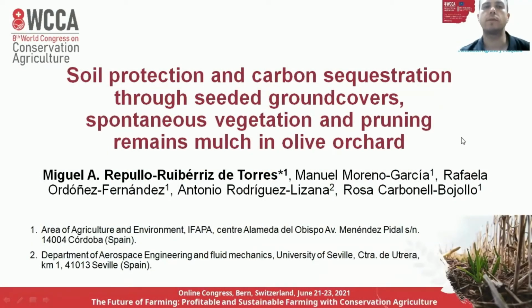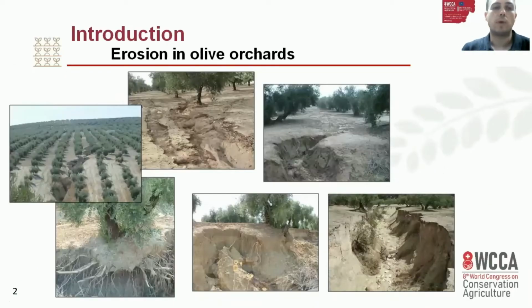Hello, everyone, and thank you for letting me do this communication for the World Congress. In this research, we evaluate different types of ground cover in olive orchards. Olive trees are not very demanding in terms of soil quality, and traditionally have been planted on hills with slopes, in marginal areas with shallow soil. This type of area has a big amount of soil erosion, and the olive trees can also be dry.